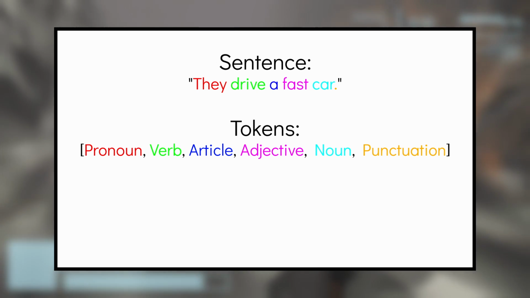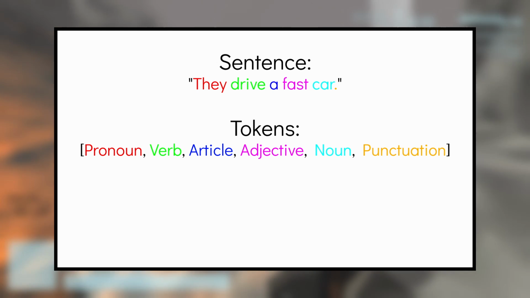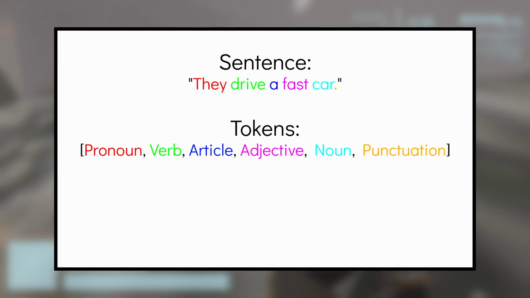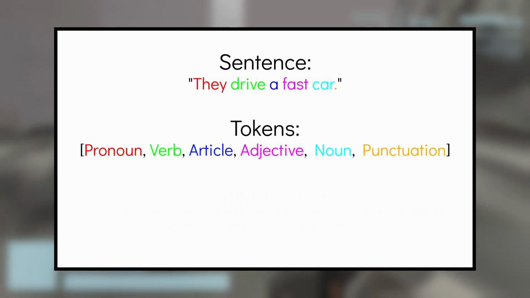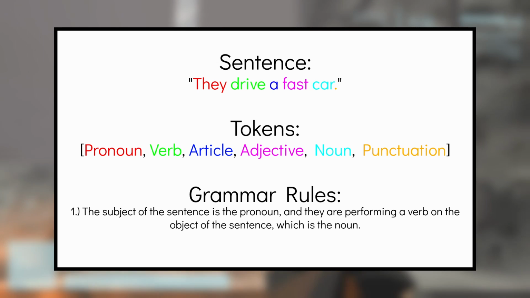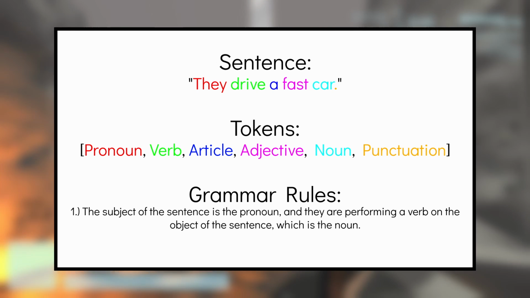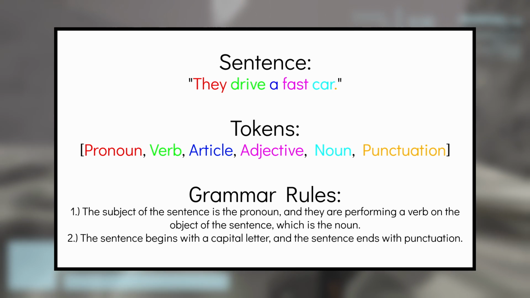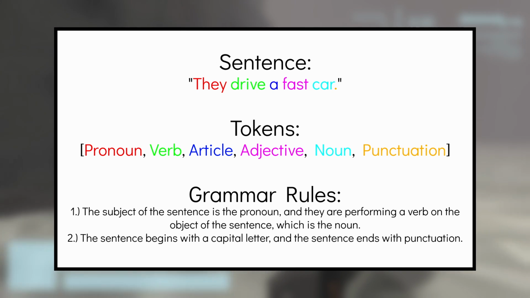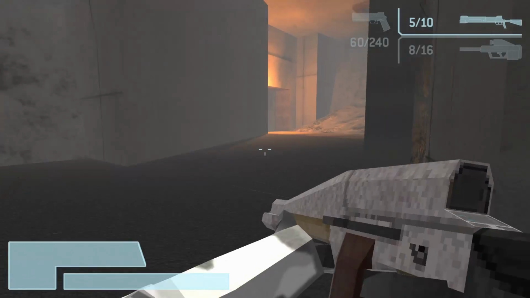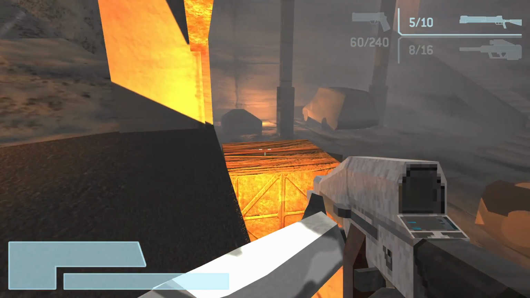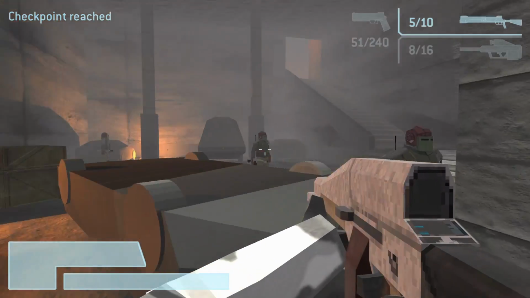Now, looking at the list of tokens, we can rigidly define whether or not the sentence is valid, or a proper English sentence. We can look at an English textbook and see that the subject of the sentence is the pronoun, and they are performing a verb on the object of the sentence, which is the noun. We can also notice how the lexeme of the first token begins with a capital letter, and how the sentence ends with a punctuation token. As a result of these rules and possibly many others, we can conclude that this sentence is proper English.